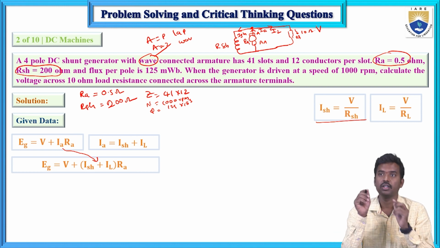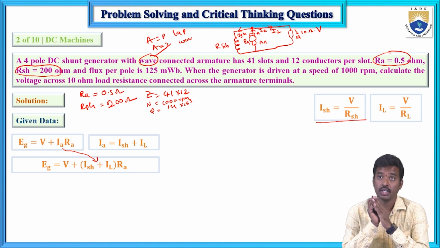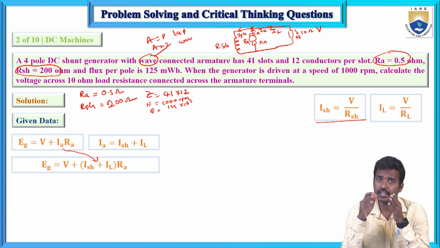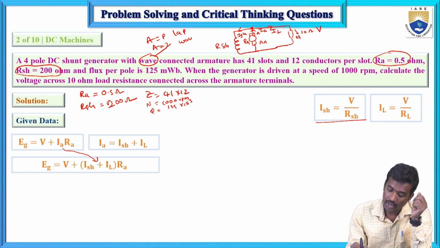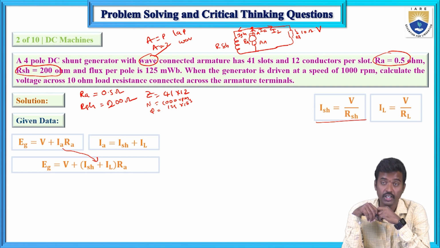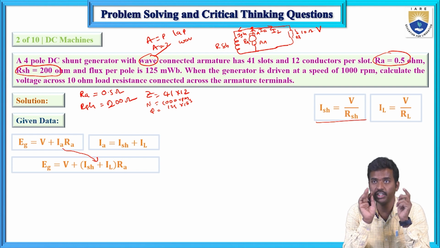And here you need to know about the parallel connection properties. In the parallel case, the same voltage is developed across each element, meaning the supply voltage equals the voltage of all individual elements in case of parallel. Here load, armature and shunt are all connected in parallel in case of a shunt generator. So the terminal voltage, armature voltage and shunt voltage are the same.